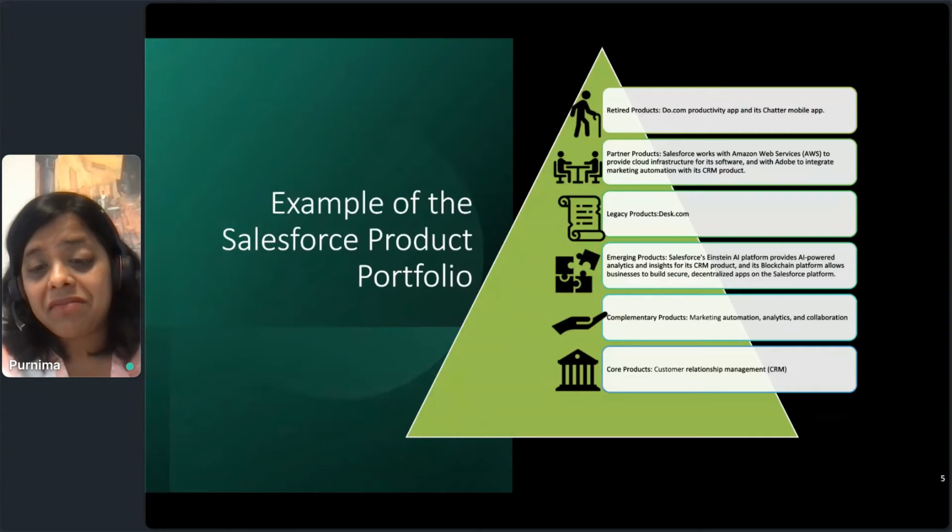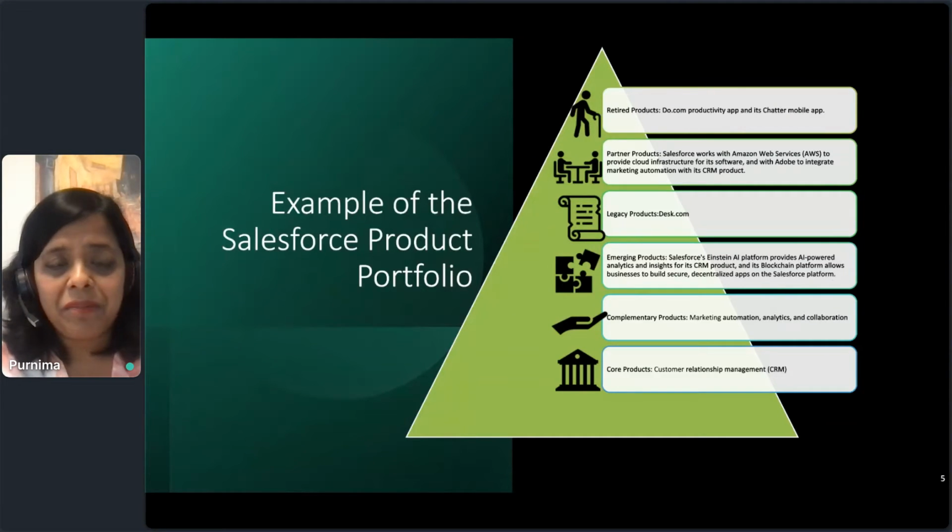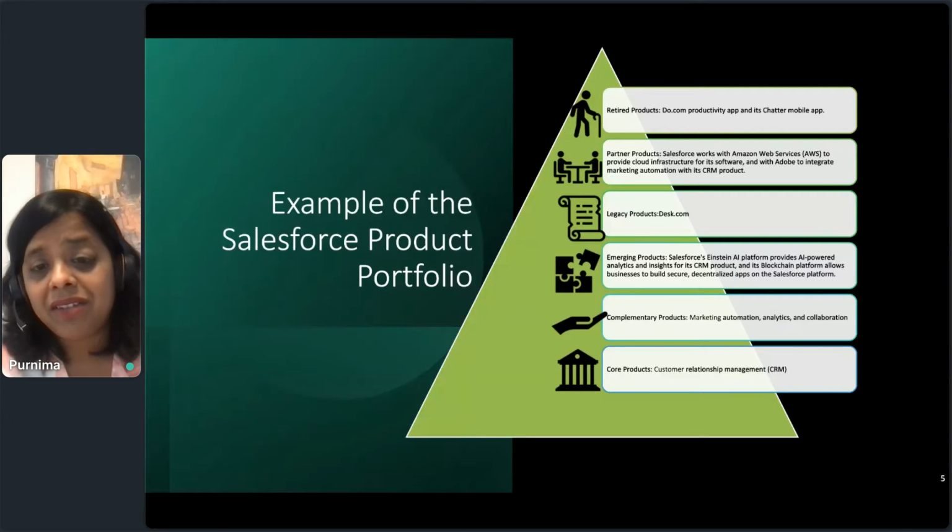Their legacy products, Desk.com, has been gone forever, right? Still, some customers still use it or swear by it. And their partner products, so Salesforce actually has a whole marketplace created around these partnerships. So, for example, they work with AWS, providing cloud infrastructure. We were part of this partnership ecosystem in one of my previous companies. Actually, it was one of my first product roles. It was a sales predictive engine built on the data that Salesforce provided. And their retired products are Do.com and now Chatter.